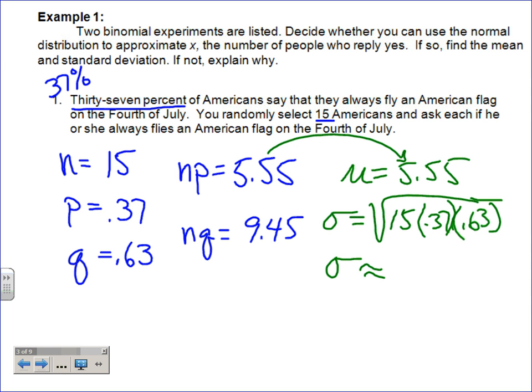About 1.87, yep, that's what I got. Again, what that really means is 5.5 is the mean. That's what I would expect if I did 15 people, right? If I surveyed them or asked them.